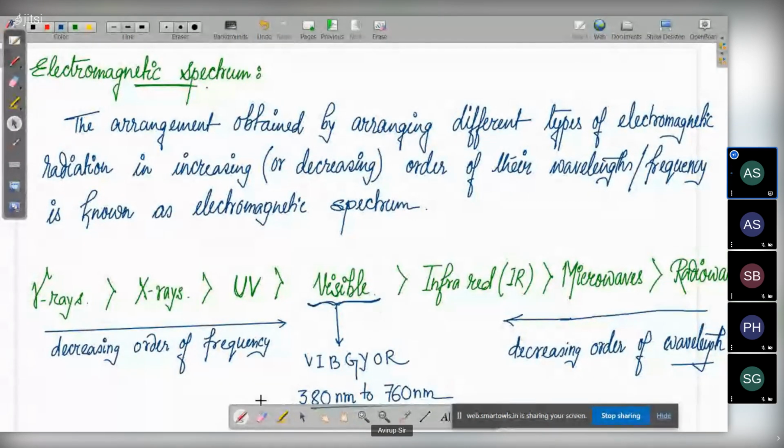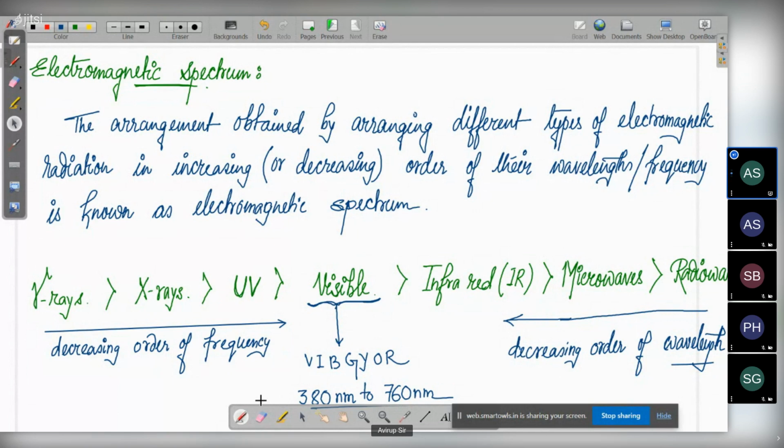What is this electromagnetic spectrum? It is nothing but a way of arranging all these different types of radiation. Otherwise, it becomes very haphazard if we do not arrange them in a systematic fashion. That is why, whenever we arrange these radiations in a systematic way, it is defined as the electromagnetic radiation. Okay, am I clear to everyone? Okay, so it's clear.